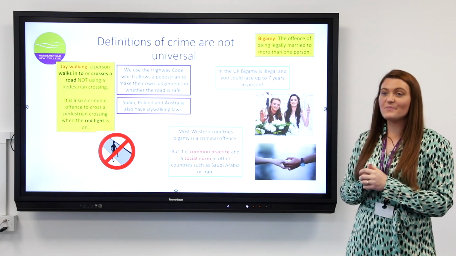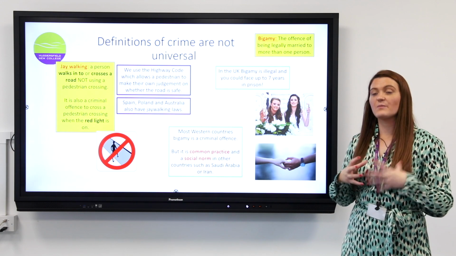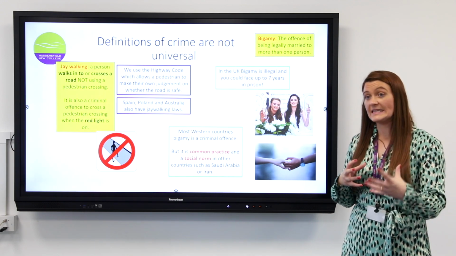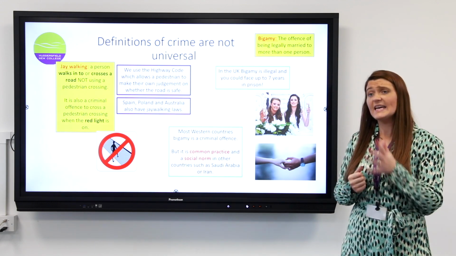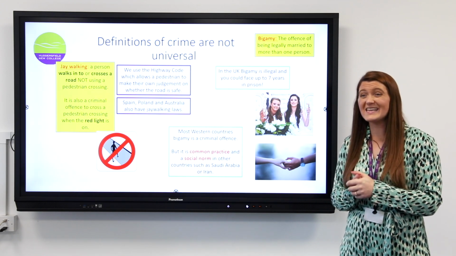Let's look at the idea of bigamy. Bigamy is being married to more than one person legally. In the UK, it's illegal. It could land you 7 years in prison. We very much focus on a committed relationship involving two people, don't we? Whether that be a man and a man, a woman and a woman, a man and a woman, but to be in a committed relationship means two people.